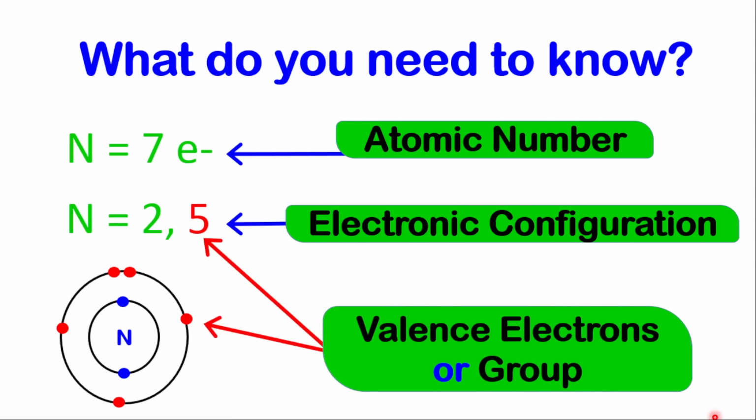Now, the idea of getting this is that the valence electrons tell us what type of element it is, whether a metal or non-metal, right? All right, so the valency tells us what group it is in as well, very important.